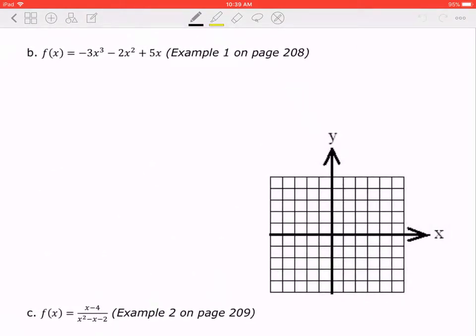Example 1b, f of x equals negative 3x cubed minus 2x squared plus 5x. And again, this is example 1 on page 208 from your textbook. Before I continue, try this. Go through the steps. Graph as you go. And in the next part, part 3, I will continue with example 1b. I hope this makes sense.